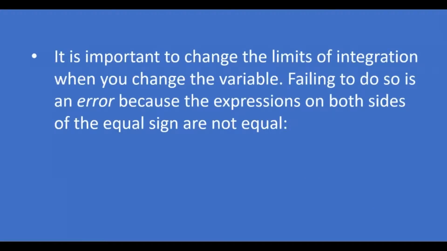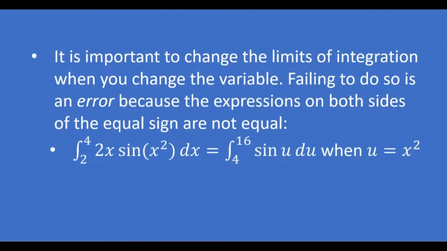Second, it's important to change the limits of integration when you change the variable, because failing to do so is an error. If you do that, the expressions on both sides of an equal sign are not going to actually be equal. So, for example, in this integral, 2x sine x squared, going from 2 to 4, since we used the substitution u equals x squared, we actually had to square the original values in the limits of integration. That's because those were values of x. So when we changed the variable to u, we had to convert them into equivalent values of u.